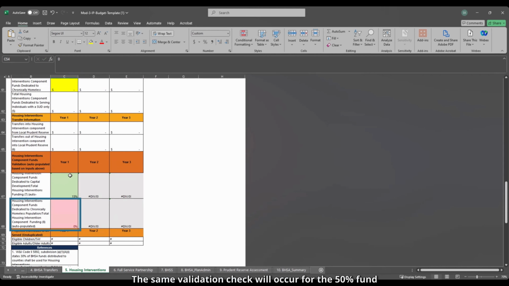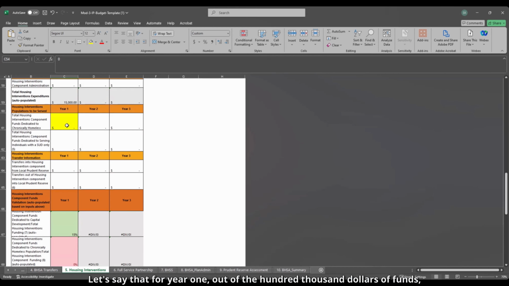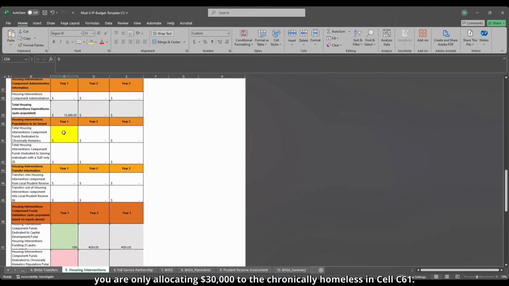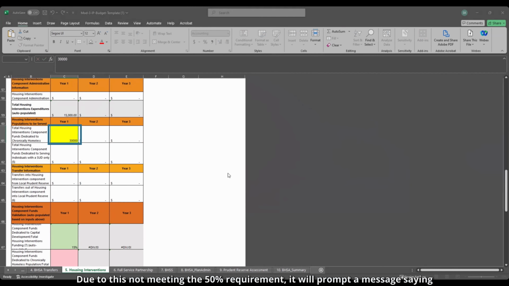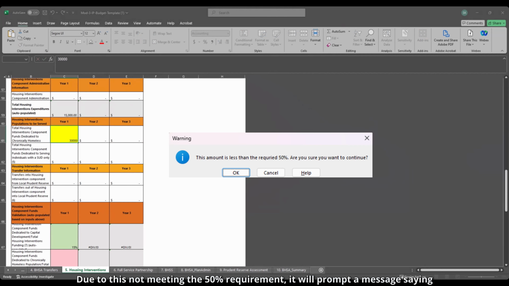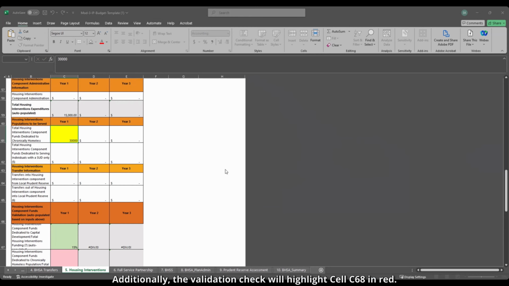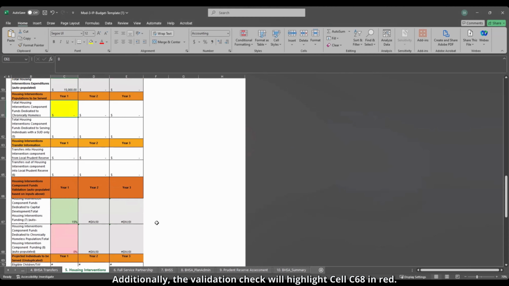The same validation check will occur for the 50% fund allocation requirement for the chronically homeless. Let's say that for Year 1, out of the $100,000 of funds, you are only allocating $30,000 to the chronically homeless in cell C61. Due to this, not meeting the 50% requirement, it will prompt a message saying, "This amount is less than the required 50%. Are you sure you want to continue?" Additionally, the validation check will highlight cell C68 in red.